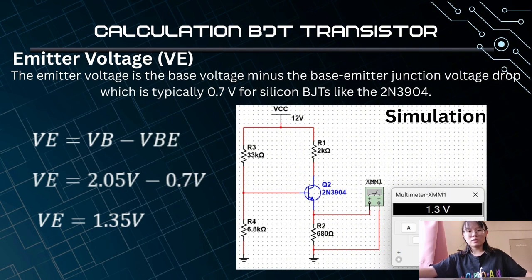Next, we need to calculate emitter voltage VE. The emitter voltage is the base voltage minus the base emitter junction voltage drop, which is typically 0.7 volt for a silicon BJT, like the 2N3904 transistor. Below is our calculation and simulation from Multisim.